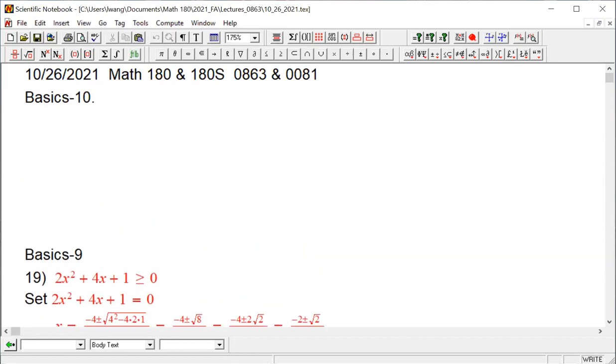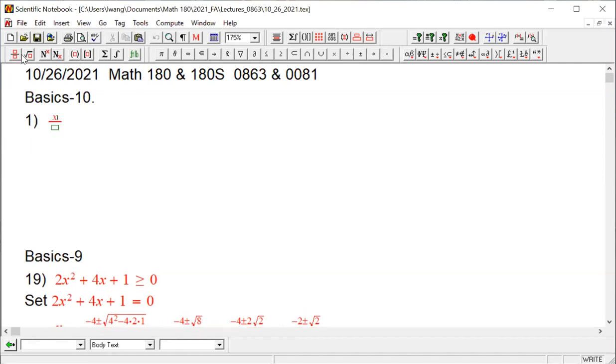Quotient. Okay, the first example I want to work with you is the first question in basic 10. We have (x minus 3) over (x plus 2), plus 1, and we want it to be greater than or equal to 0. This is still an if statement.